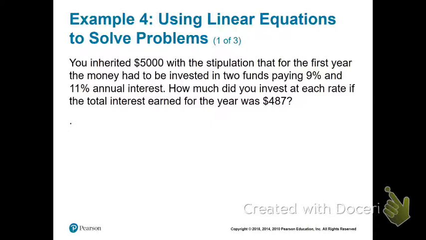All right, so for step 1, I need to let X represent one of the unknowns. Well, I have 2 unknowns. How much did you invest at each rate? So I have the amount invested at 9%.